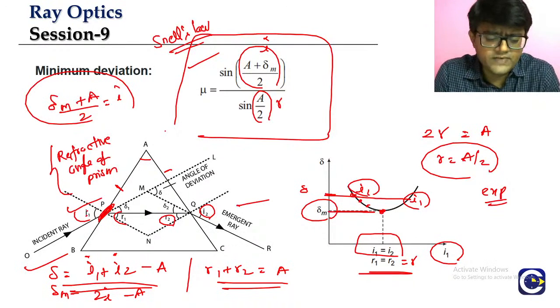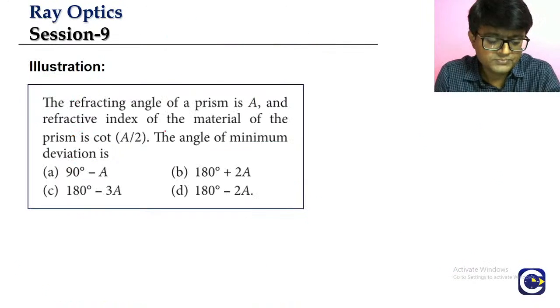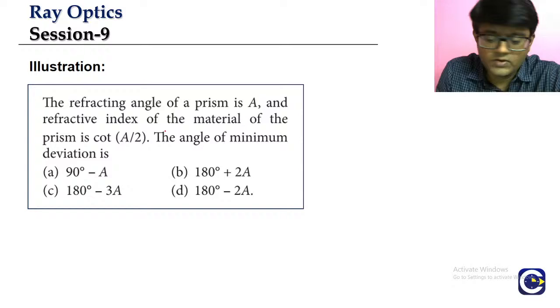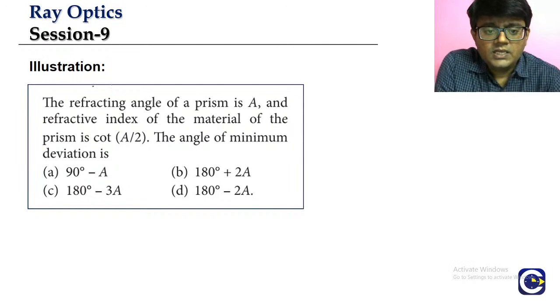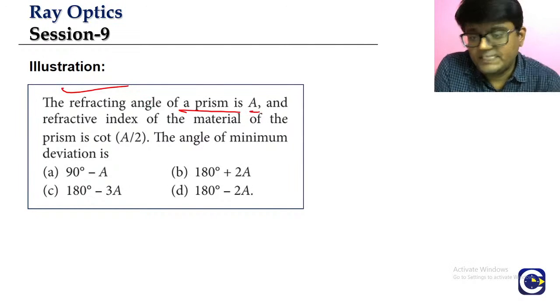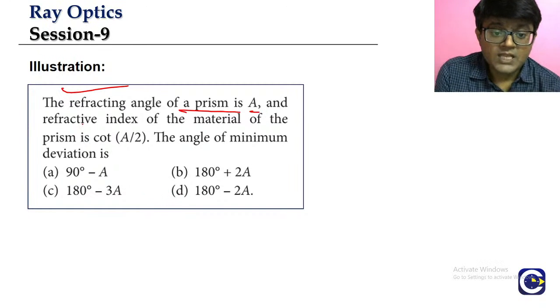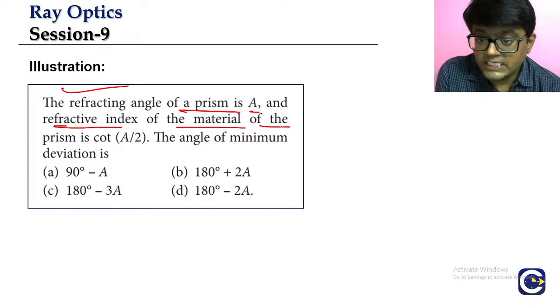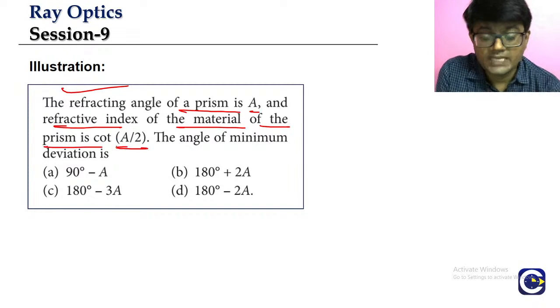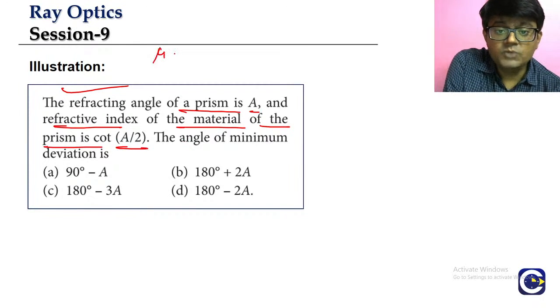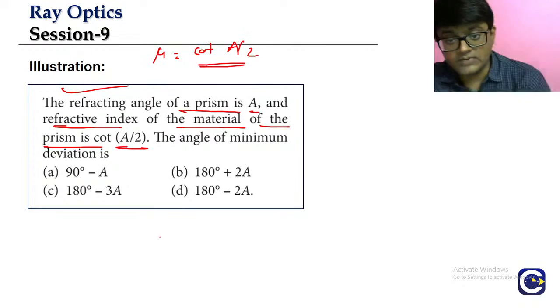Now we will look at some sample questions based on this. Look at this question, guys. The refracting angle of the prism is A, and the refractive index of the material of the prism is cot A by 2. Mu is given as cot A by 2.